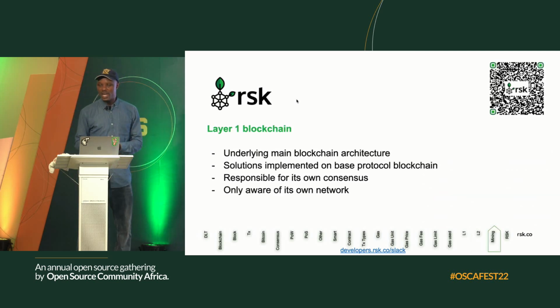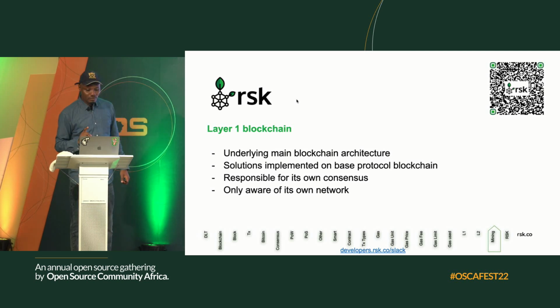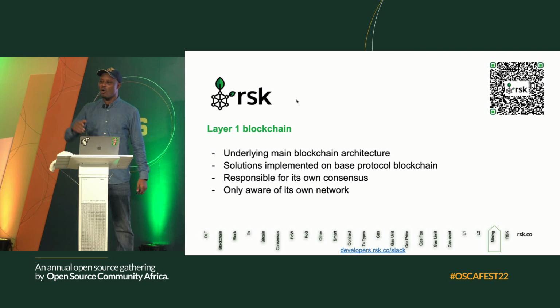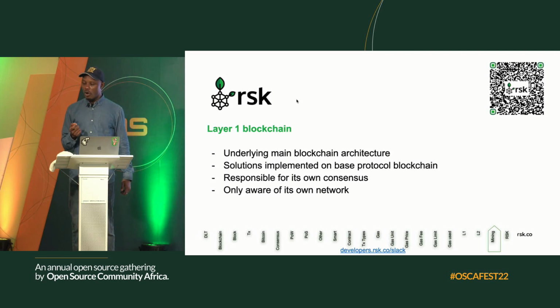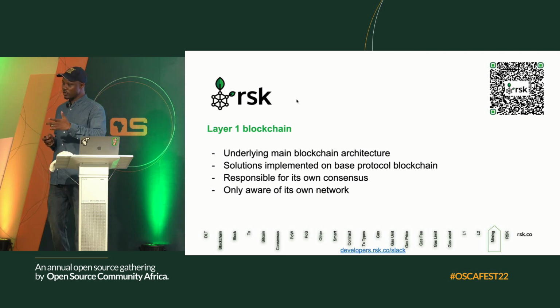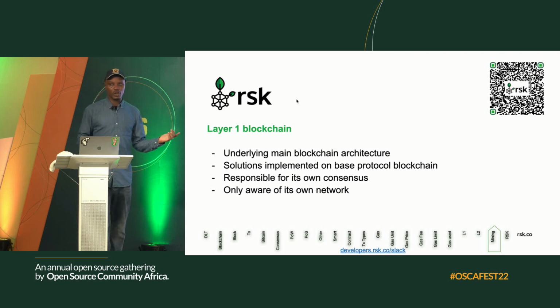So we have what they call layer 1 blockchain and layer 2 blockchain. Layer 1 blockchain is the term that describes the underlying main blockchain. It is defined as a set of solutions implemented on the base protocol of a blockchain in order to improve its function and scalability. Layer 1 is the main blockchain. We have layer 2 that I'll also talk to you about. This is important because when we are talking about RSK, the RSK blockchain, we'll come to this layer 1 and layer 2.